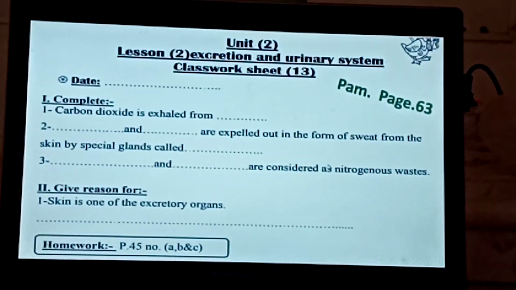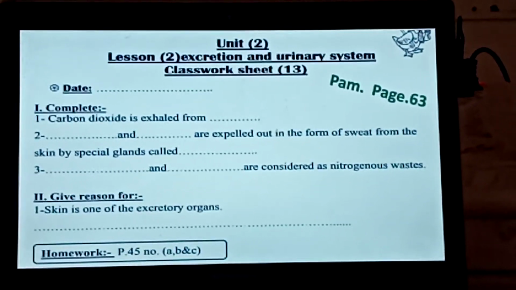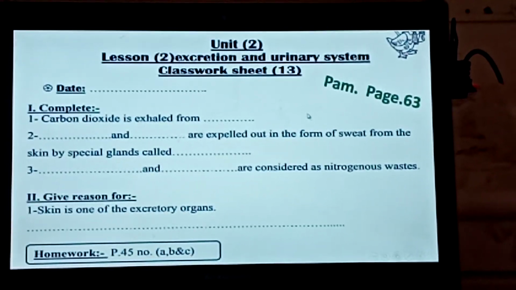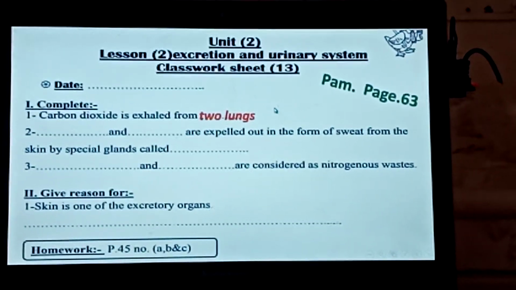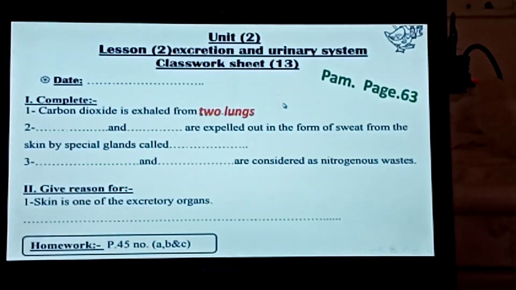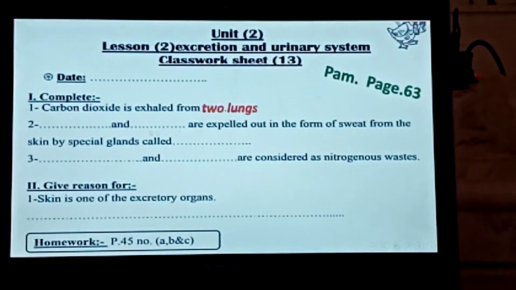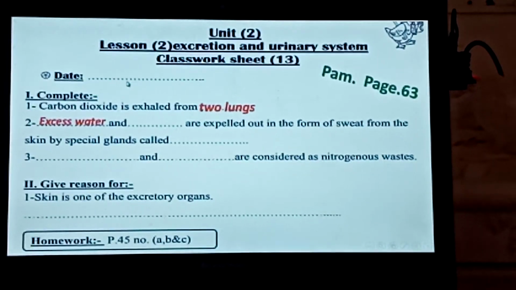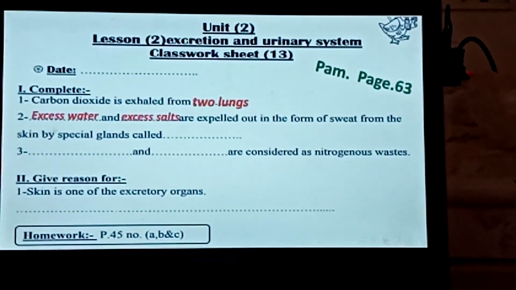Now we are going to solve class worksheet number 13. Page 36. Complete. Number 1. Carbon dioxide is exhaled from which organ? Which organ helps me to get rid of carbon dioxide? They are the two lungs. Number 2. Blank and blank are expelled out in the form of sweat from skin by special glands called blank. So the blanks are excess water and excess salt, okay, from skin by special glands.